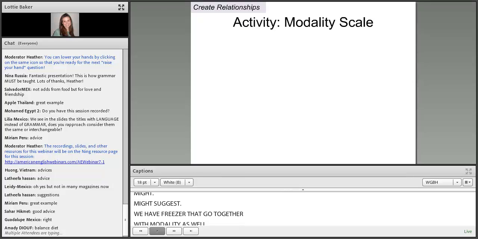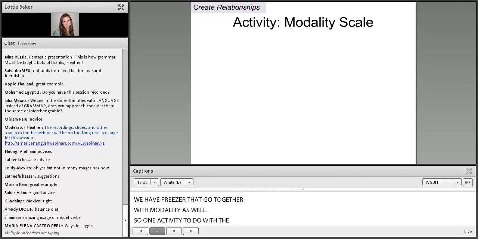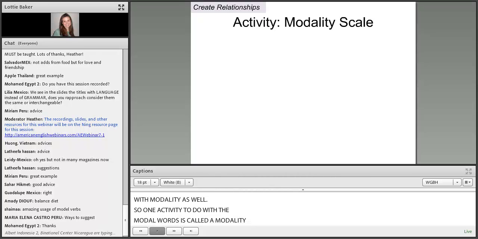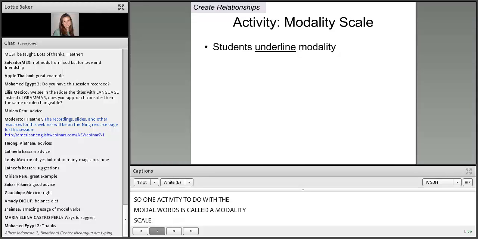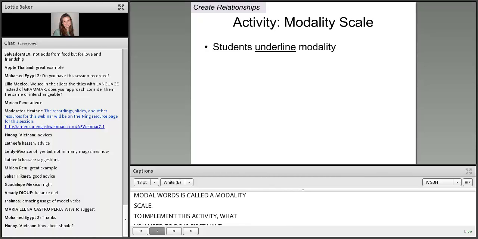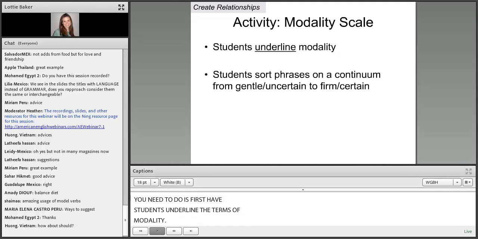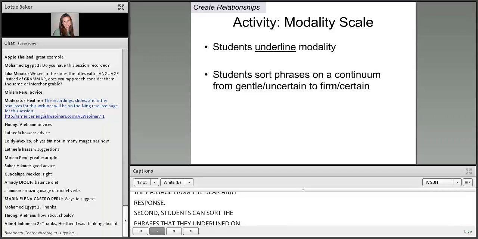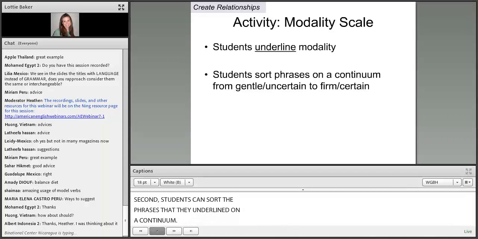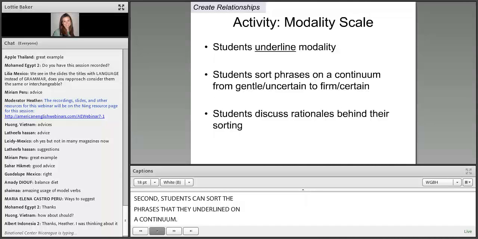So one activity we can do with these modal words is called a modality scale. To do this activity, first, you can have students underline the terms of modality, like I showed you just now in the passage from the Dear Abby response. Second, students can sort the phrases that they underlined on a continuum, from gentle or uncertain to more firm and certain.